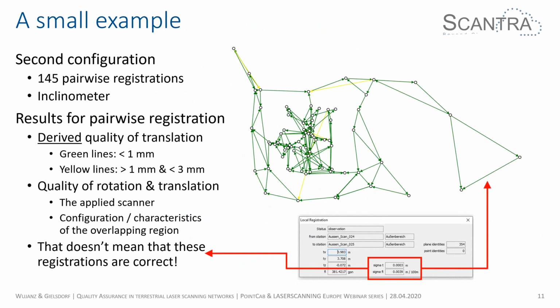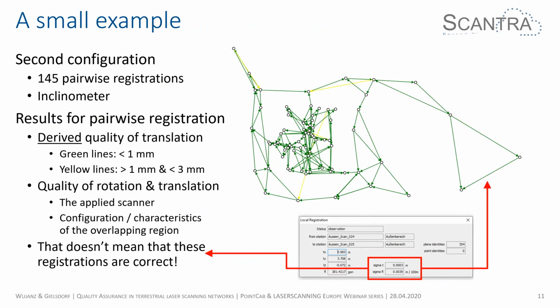Now let's talk about quality. In every software, you usually have red, green, or blue somewhere. It's very important to understand that when you see red, green, or blue in SCANTRA, that doesn't mean that the registration is correct. It just highlights the quality of the registration.